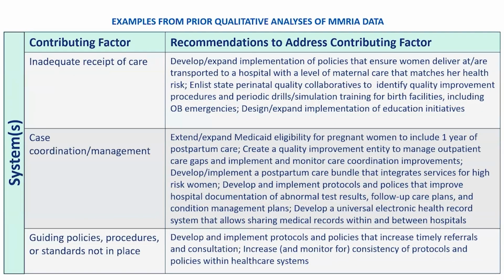So my last example of qualitative data from your MMRCs is on slide 24, and these are systems level recommendations, and they include a contributor such as inadequate receipt of care. And the recommendation is to develop or expand implementation of policies that ensure women deliver at or are transported to a hospital with a level of maternal care that matches her health risk. And the states can work with their PQC to identify quality improvement procedures and periodic drills or simulation training for birthing facilities and include OB emergencies.